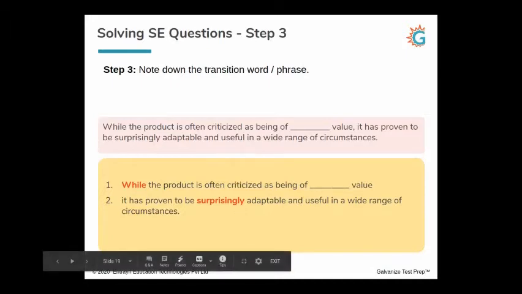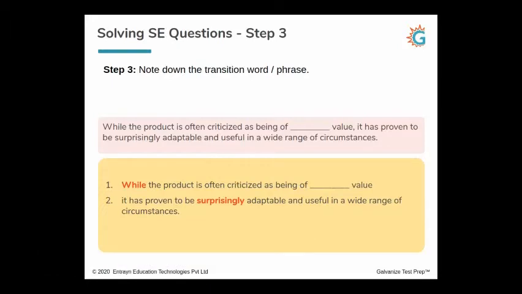Now what is happening here? What is the direction of the sentence now? The product is criticized as being of some value, fine, but opposite to how it has been criticized, something else is happening. So what is happening here is contrast. That's all. Just keep this in mind. There is a contrast in this sentence.